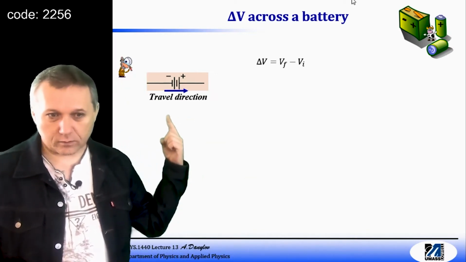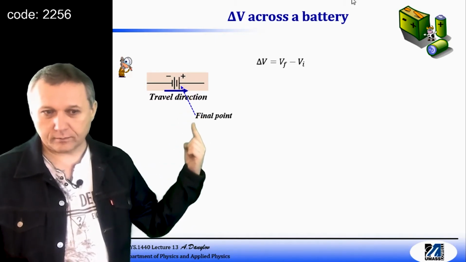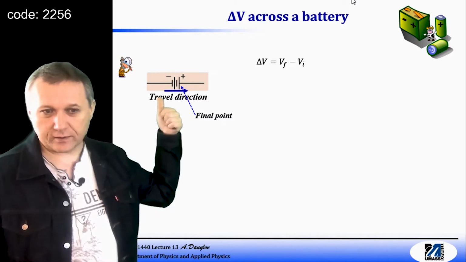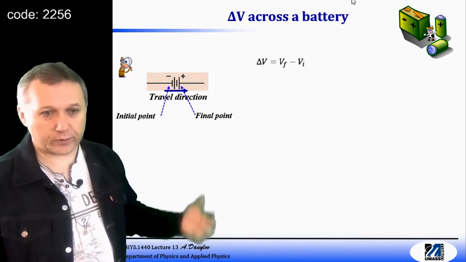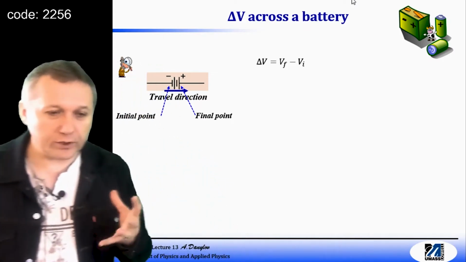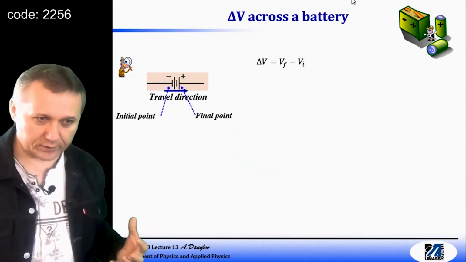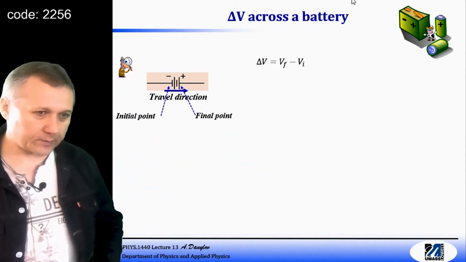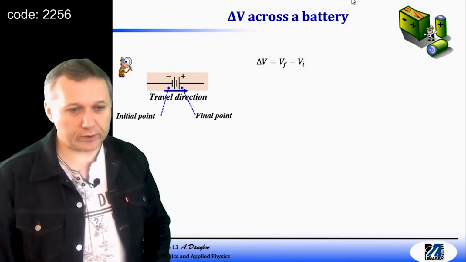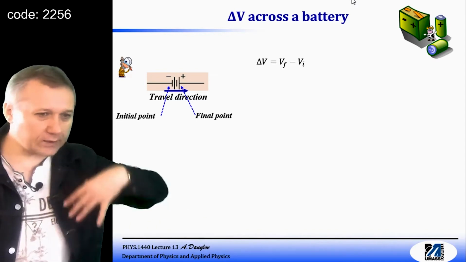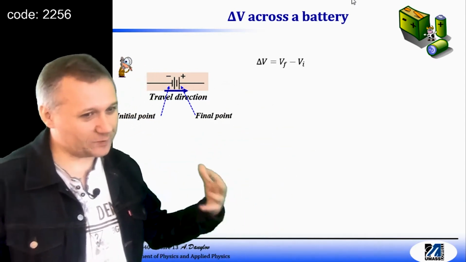So in this case, once we pick a direction, this is our final point, right? Because we started here and then we ended up there. And this is our initial point, right? So that's why we need a travel direction, so that we know which point is final and which point is initial when you move across the element, in this case across a battery. That's why every time we need to pick a direction. Which one, it doesn't matter. But it must be the same for the same loop, right?